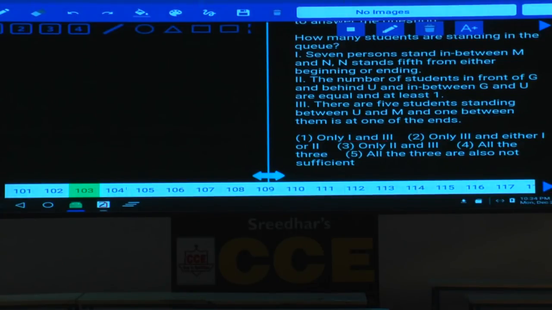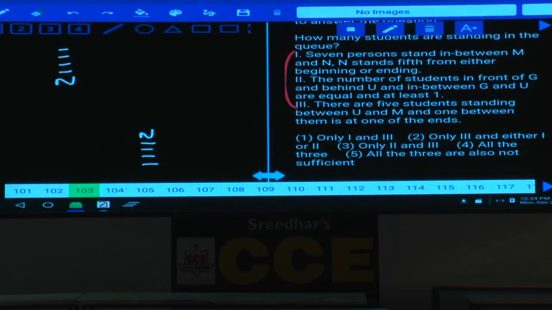Now here, first we should check whether the number of persons can be determined with the help of 1 and 3 or not. The first one: 7 persons are standing between M and N. N stands either 5th from the beginning or at the ending. 1, 2, 3, 4. Isn't it, 5th from the beginning, or N is 5th from the last. 1, 2, 3, 4. N is either 5th from the beginning or 5th from the end.